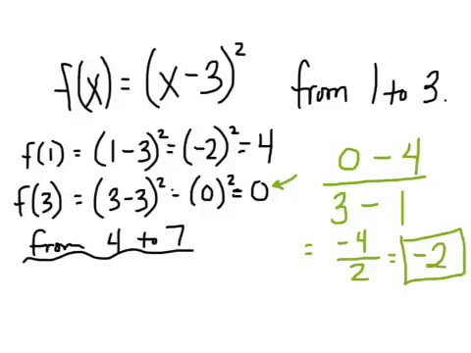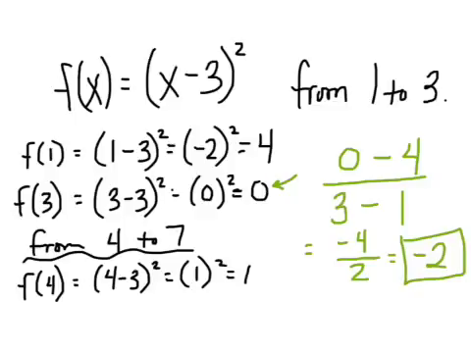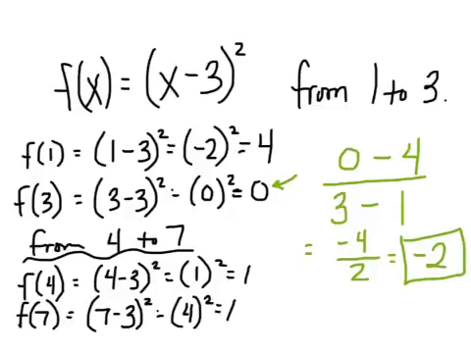Okay, so then again, I'm going to put in the number 4 first. 4 minus 3 squared. 1 squared is 1. And then I put in 7. 7 minus 3 is 4. And 4 squared is 16.